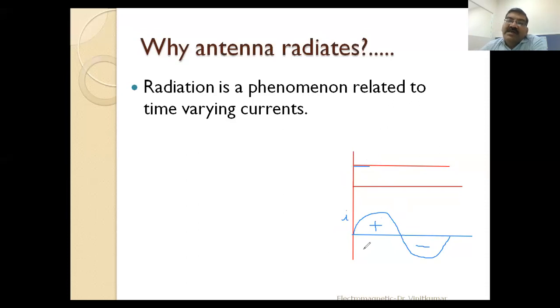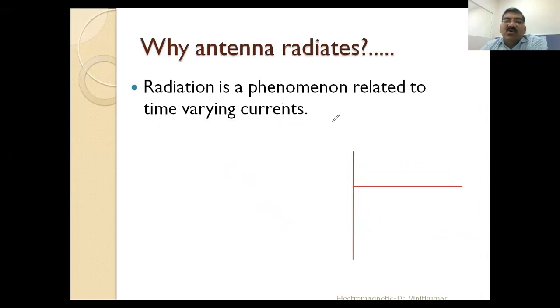Now, here is the time varying current. I have given a sinusoidal one here. It may be triangular, it may be a square wave. Any form of wave comes under this, that is, time varying current. So what is the basic requirement for radiation? For radiation, you require a time varying current. Now what will happen with this time varying current?